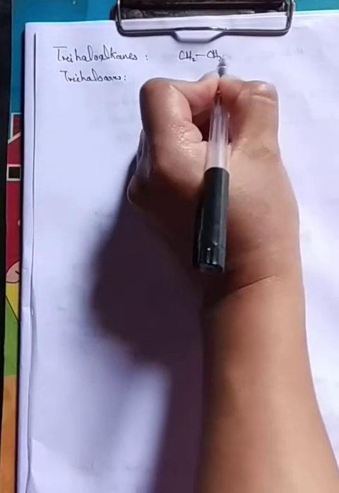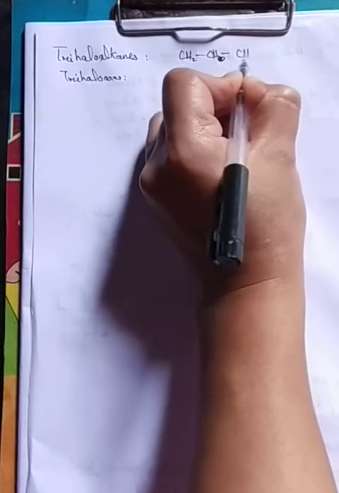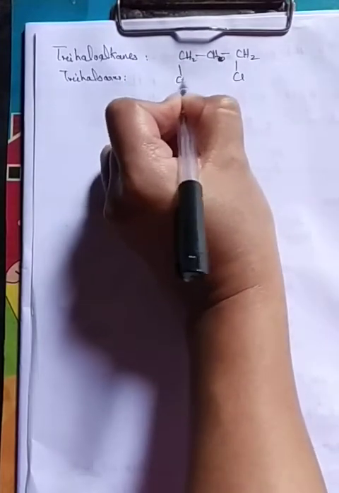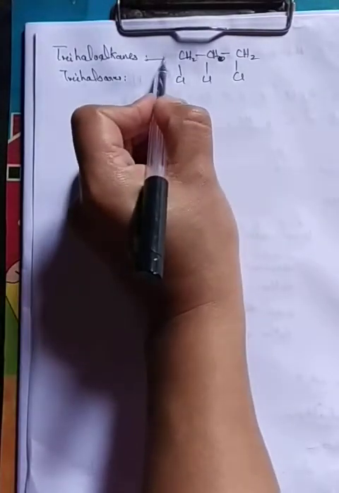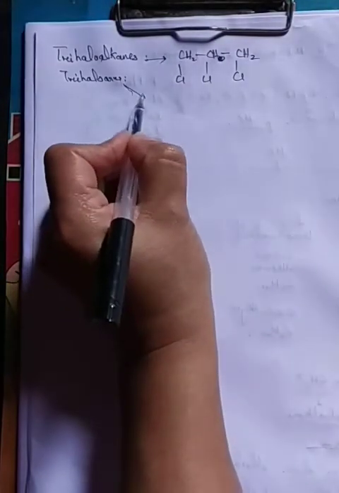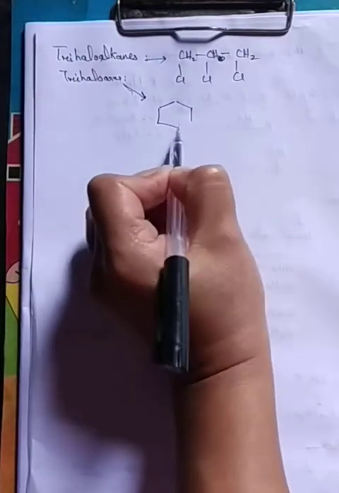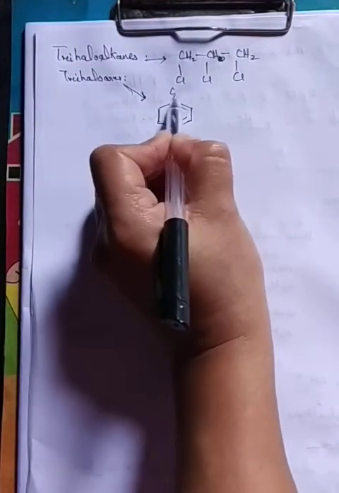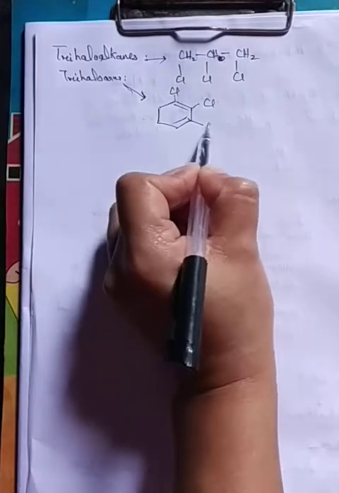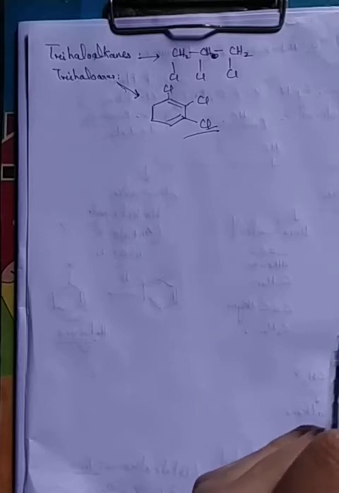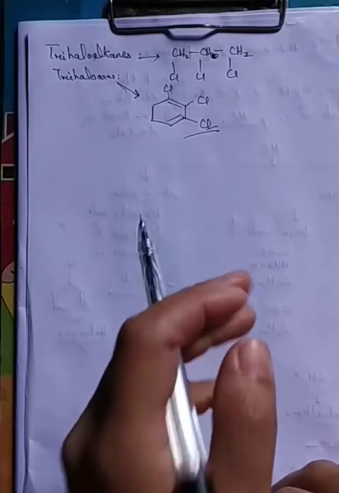Means if we have here CH2Cl, this is an example of our trihaloalkane, and for trihaloarenes we can have here our benzene ring, to which 3 halogen atoms are attached. The position may differ according to the compound that we are specifying. Now this is the classification of our haloalkanes and haloarenes depending on the number of halogen atoms attached.